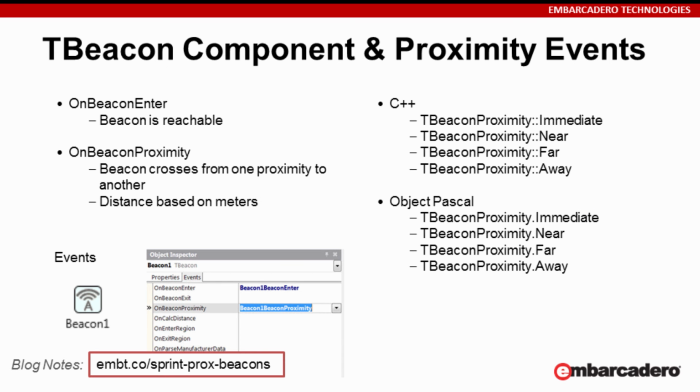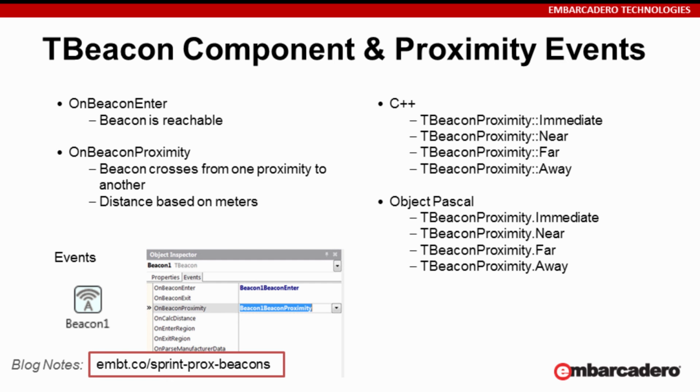The T-Beacon component makes it really easy to add beacons to your application. There are two events we are concerned with for this demo: on beacon enter and on beacon proximity. On beacon enter will get triggered when a beacon becomes reachable. That is to say, when the listening device picks up a beacon signal regardless of what range that signal might be at. On beacon proximity gets triggered when a known beacon transitions from one proximity to another.